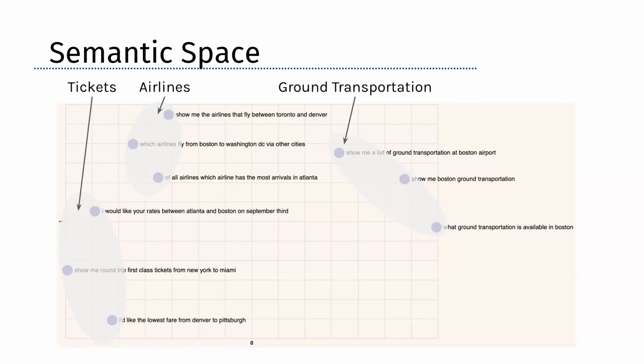For example, sentences about ground transportation are clustered on the right, while those about airline tickets are on the left. In the middle, you can see queries about airlines. This visualization shows how the model places sentences in a meaningful space, where similar ideas are close to one another. This is how embeddings allow the model to understand not just words or sentences, but the relationships between different concepts.